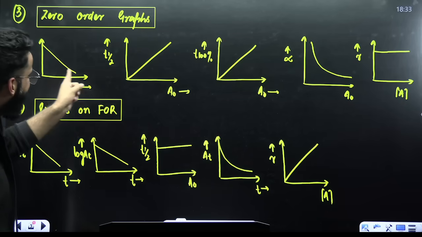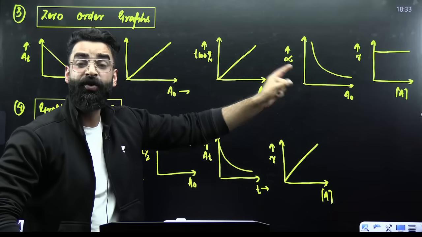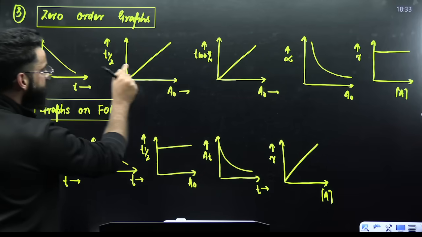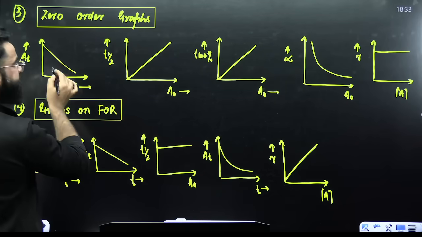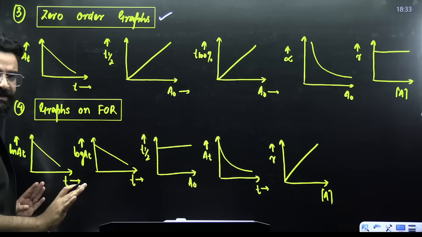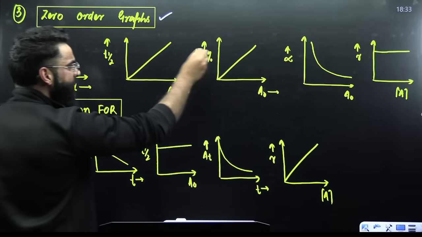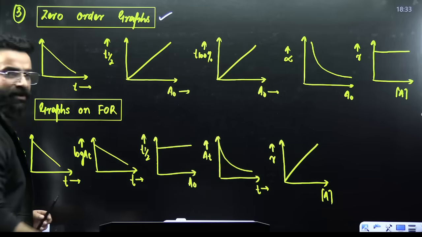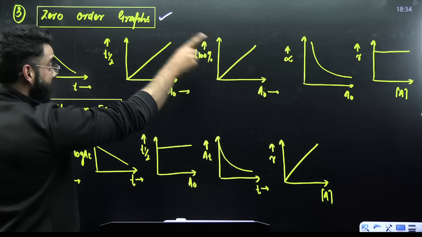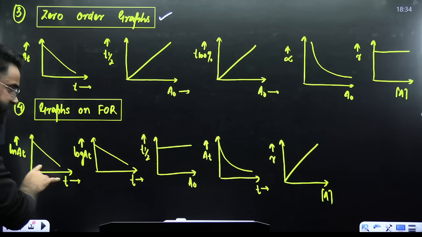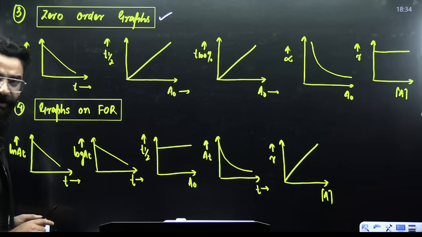They can give you any of these graphs and they'll ask you what is the order of the reaction. These 5 graphs are basically the graphs for the zero order reactions. Perfect? They can put any graph in the question, and they'll ask you what is the order of the reaction. Remember these graphs, they are the zero order reaction graphs. And the graphs which are mentioned over here are the first order reaction graphs.